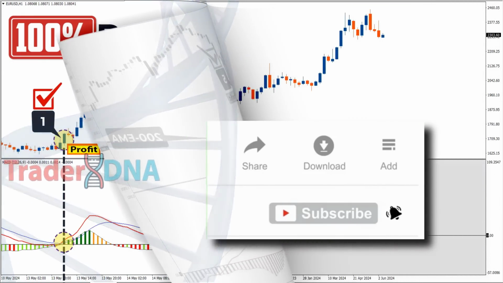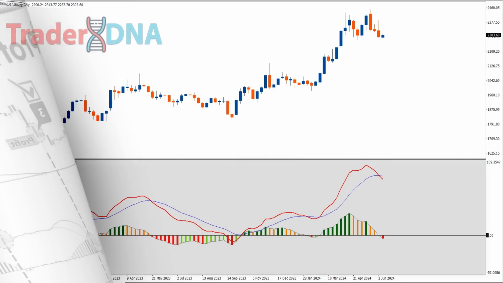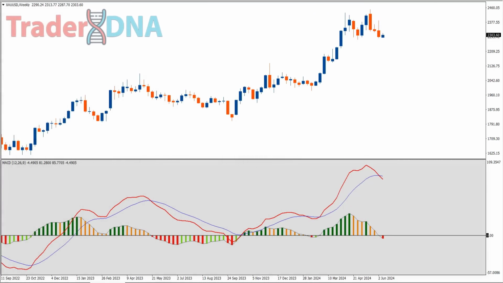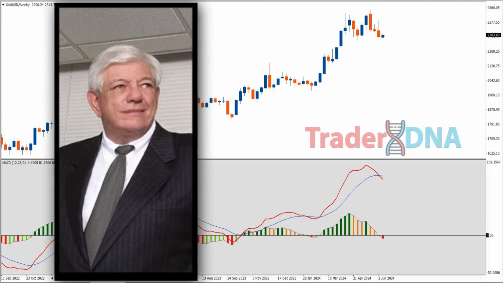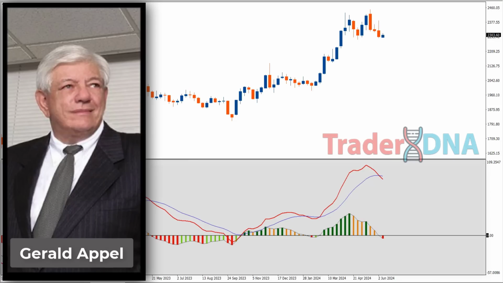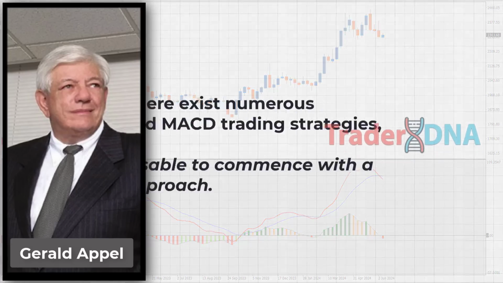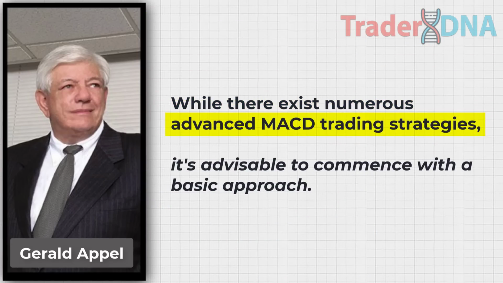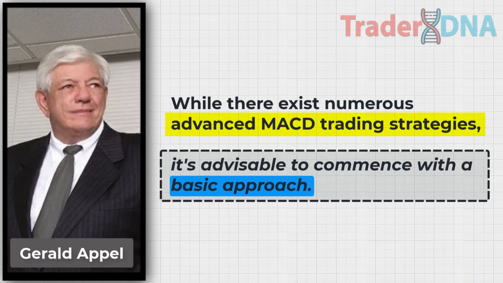The MACD indicator serves as a valuable tool for understanding trends and momentum. To gain deeper insights, one can explore how to utilize MACD through the foundational methods outlined by its creator, Gerald Appel. Gerald Appel's Moving Average Convergence Divergence, or MACD, stands as a staple indicator found in nearly all technical analysis platforms. While there exist numerous advanced MACD trading strategies, it's advisable to commence with a basic approach. The 6 fundamental approaches I'll elucidate in this video will pave the way for a deeper understanding of handling the MACD indicator, both independently and in conjunction with other indicators.